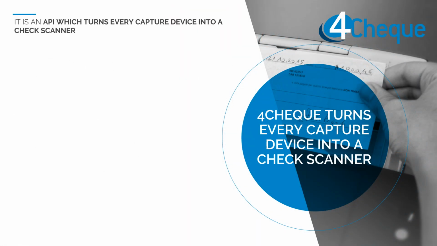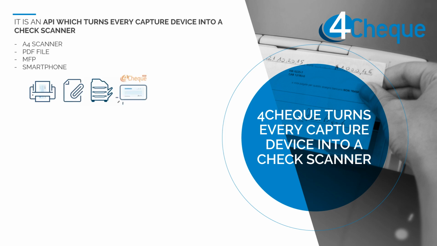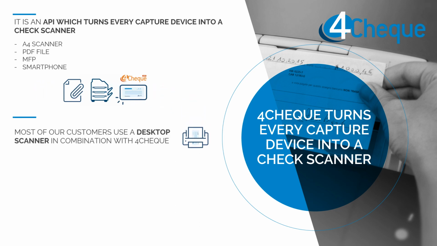4Cheque is an API that turns any type of device into a check scanner. A document can be acquired from an A4 scanner, from a PDF file, a multifunction printer, or from a smartphone. Although it can work perfectly on all of these sources, most of our installations include a desktop scanner, and this is the solution we will focus on during this presentation.